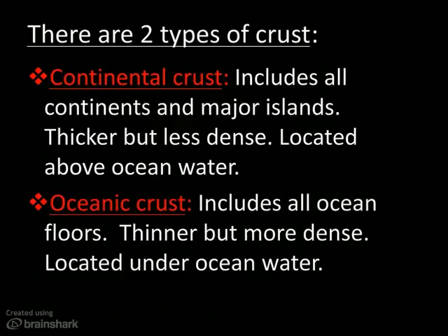The second type of crust is called oceanic crust, and it includes all the crust that is on the ocean floor. It is anything that is underneath the ocean is considered oceanic crust. This type of crust is thinner because it's actually younger, which we'll talk about later, but it's much more dense. Oceanic crust does not include any crust that is located under a lake or a pond. It needs to be a major source of water like an ocean or a sea.